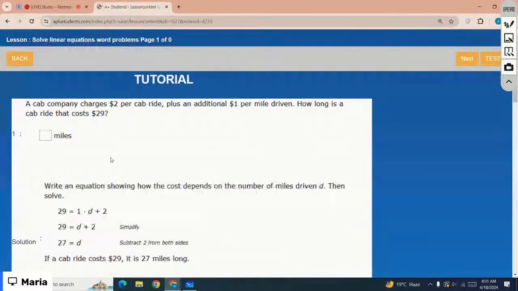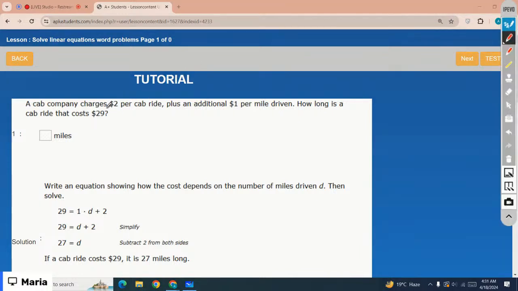Okay, a cab company charged $2 per cab ride plus an additional $1 per mile driven. How long is the cab ride that costs $29? The first thing is you need to write an equation. $2 is fixed for every cab ride, so here is 2, and 1 additional per mile driven, so you have 1 times D, where D is the miles driven. You have to calculate the value of D, that is D equals 27.